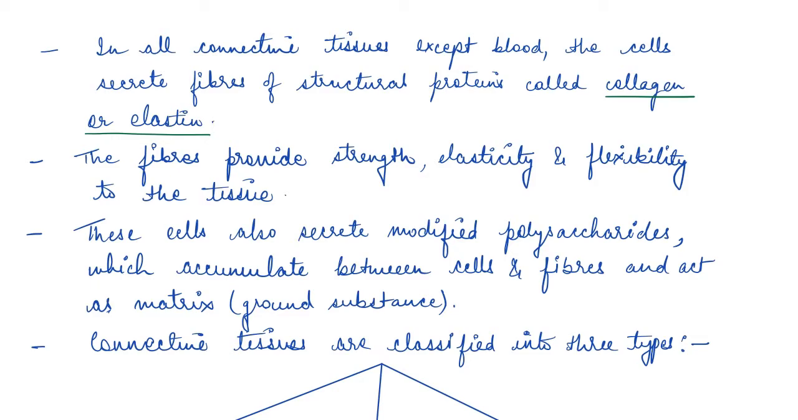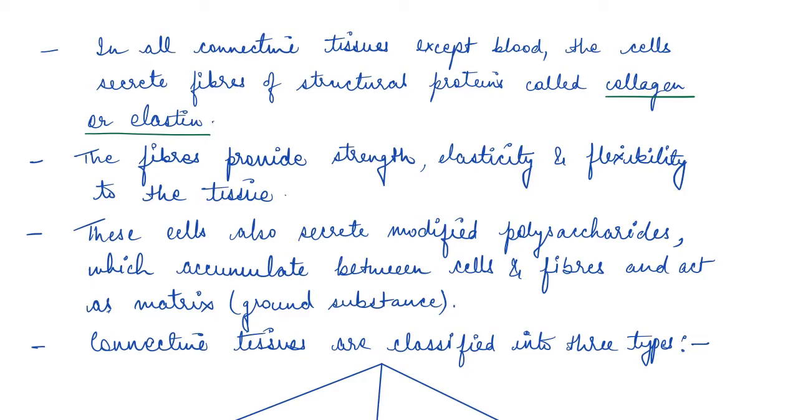All the connective tissues except for blood, remember, except for blood, which is also a form of connective tissue, secrete basically two different components. One is fibers, which are made up of structural proteins known as collagen or elastin. These fibers provide strength, elasticity, and flexibility to the tissue.